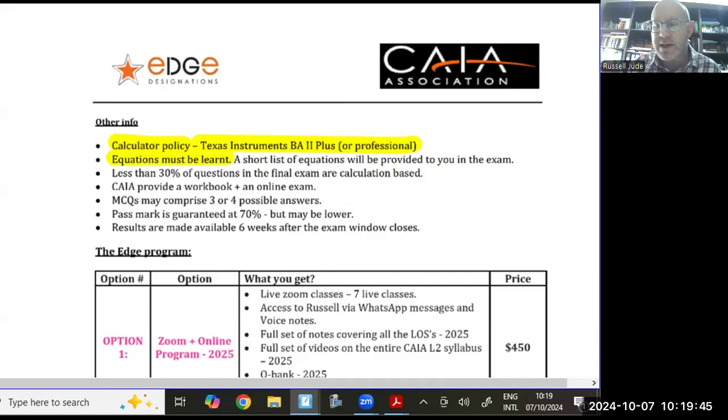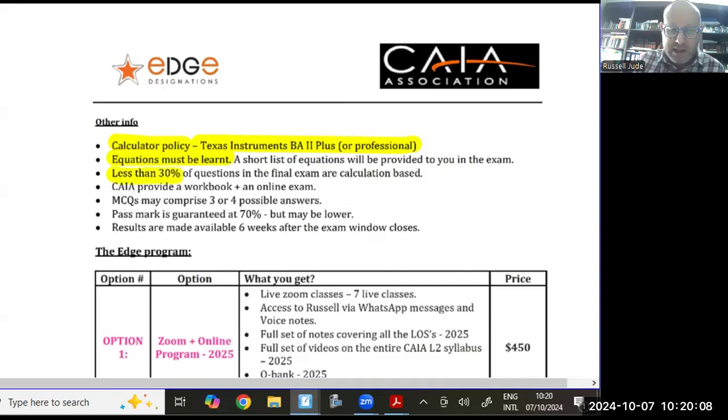Equations need to be learned. There's no getting around that. There's a massive list of equations. You need to learn all the equations by heart. There will be, if memory serves, for CAIA Level 2, around about 7 or 8 equations that if they do ask that particular calculation, they will give you that equation in the exam. Otherwise, everything else has to be learned by heart.